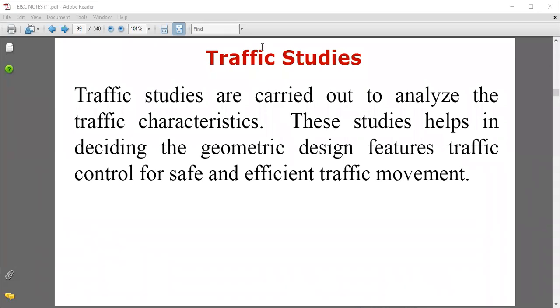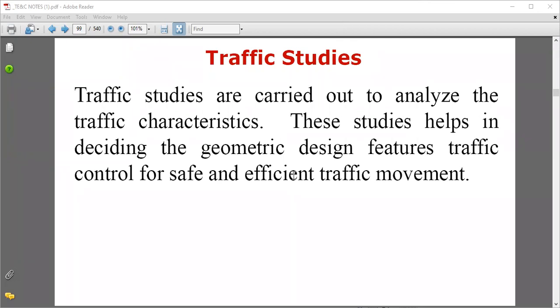So why to do this traffic study? We have to know what type of traffic is going on this road. Is it mixed traffic, or are only big vehicles going over there, or only small vehicles? So we have to collect the information on which types of vehicles are going on the road, and we have to analyze that data from these traffic studies.